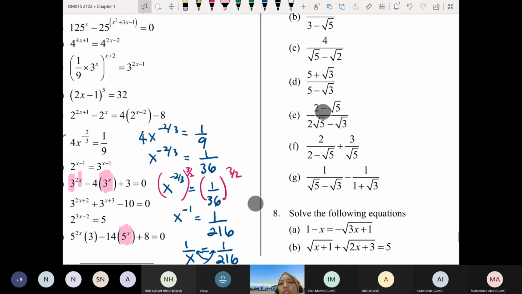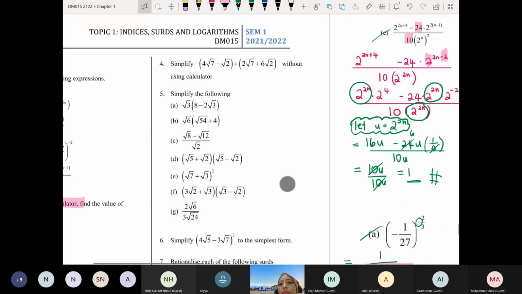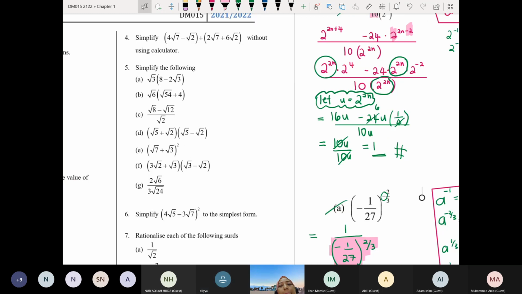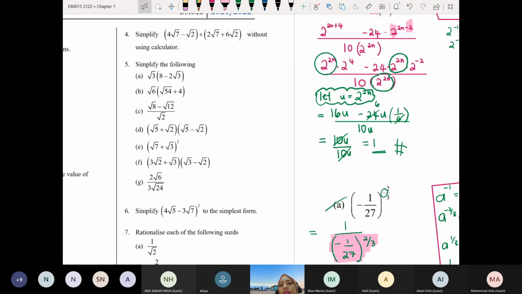Okay, lagi any other question? Last one. Tak ada sebab you tak buat lagi. Ni soalan 3 je. Taklah, terpulang lah. Semualah, kalau dah buat sampai 10, tanya je lah. Which question you want to discuss? Five apa? Five ada banyak sampai G. Five A.